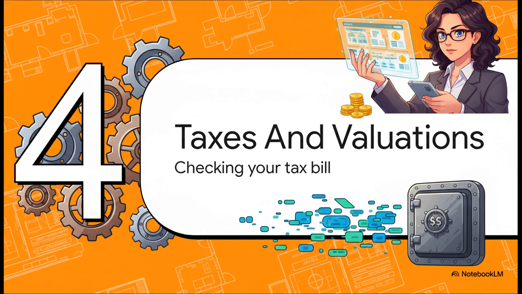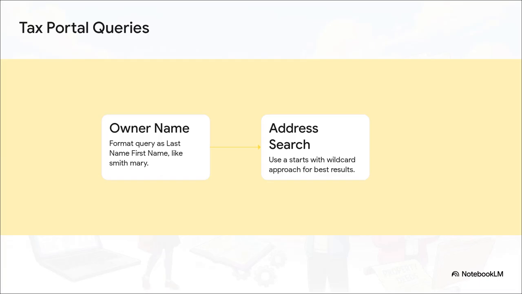How to check your tax bill. Once JCAD sets the value and the clerk records the deed, the tax assessor collector steps in. This office is purely administrative. They just take the math given to them, calculate the bill, and collect your money.